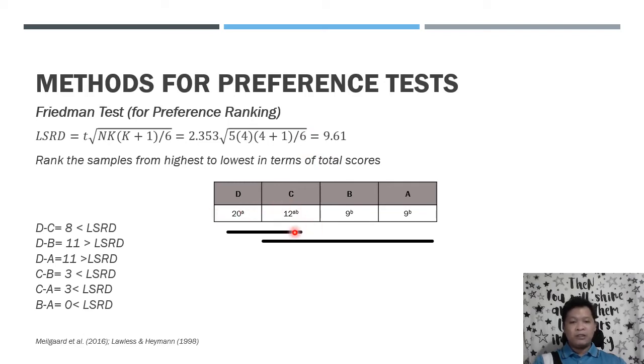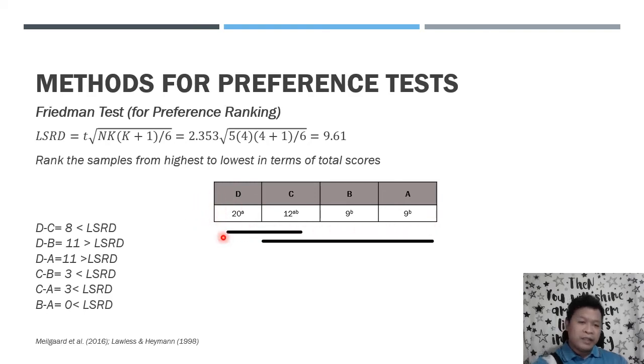Since the rank totals are whole numbers, we might as well consider the LSRD to be around 10. So, kapag yung rank difference niya is 10 or higher, then those pairs are significantly different. Kapag ang rank difference is 9 or lower, then those pairs are not significantly different. So you can see here that we have, in this case, 6 pairs to consider, and that we have here conveniently noted the significance groupings.